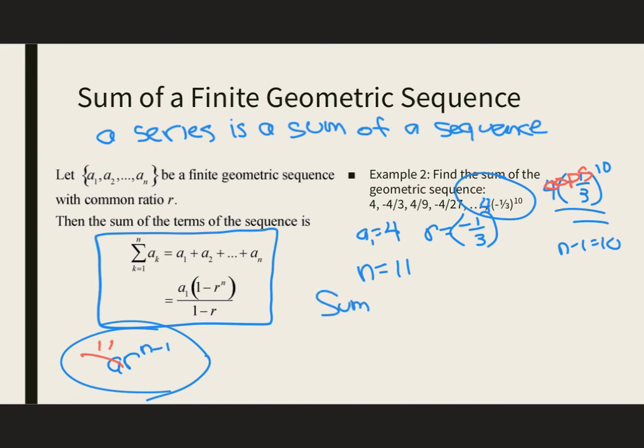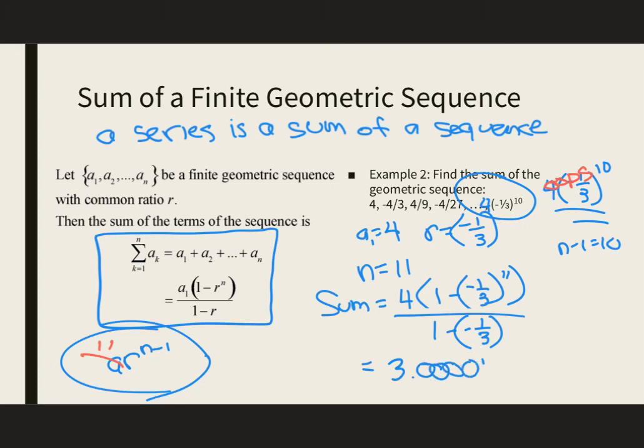So we'll just use the formula here, and this is not that exciting for me, so I'm assuming it's not that exciting for you. So that would be a sub 1, which is 4, times 1 minus -1/3 to the n, so the n is 11, and then we're going to divide by 1 minus r, 1 minus -1/3. And there is the sum of that finite geometric sequence.